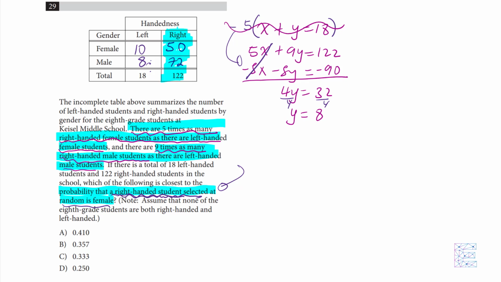So we have to say 50, because there are 50 right-handed females, over 122. And when you plug that into the calculator, you get 0.4098, which rounds to 0.410, and that makes A the answer to this question.